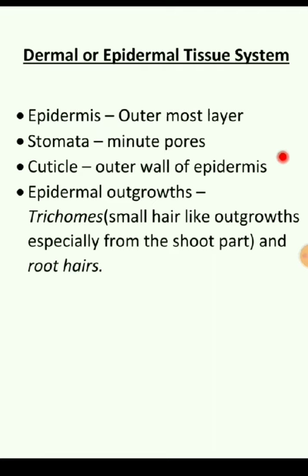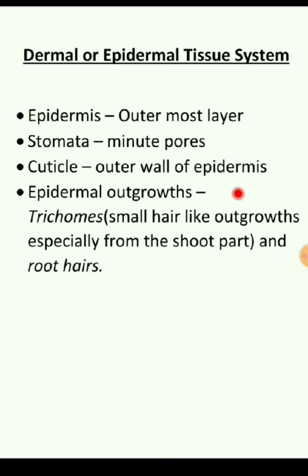So it consists of stomata, cuticle and epidermal outgrowths. Stomata are the minute pores which are found in the leaves. They help in transpiration. Next one is the cuticle, which is the outer wall of epidermis. So cuticle is the outer wall. You can see the shiny coating that is called the cuticle.